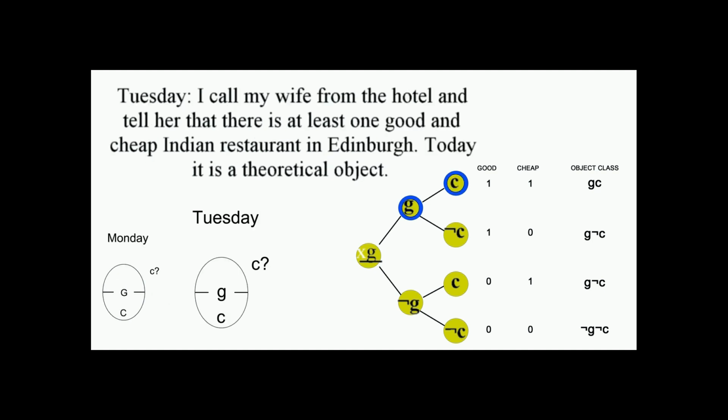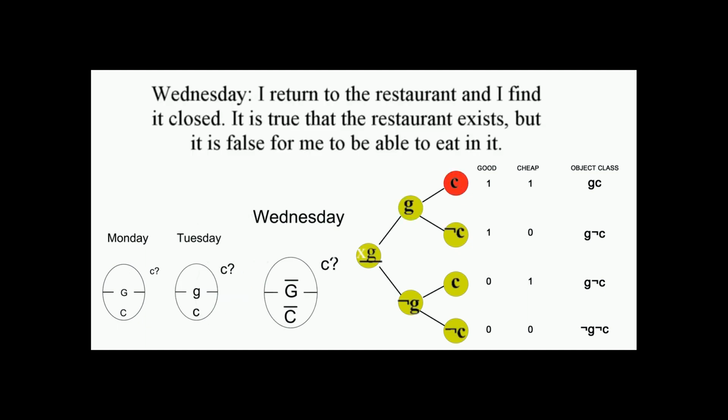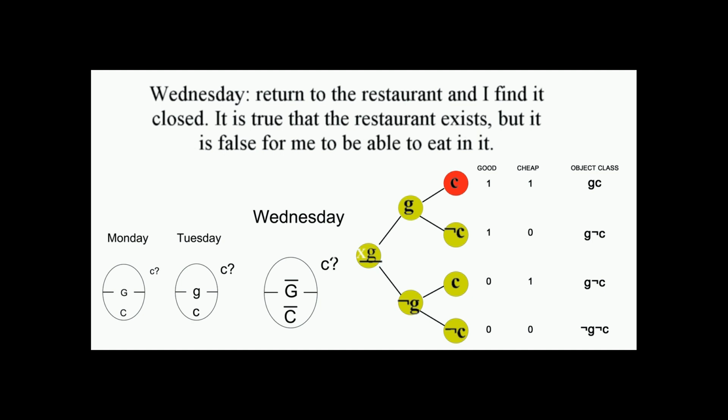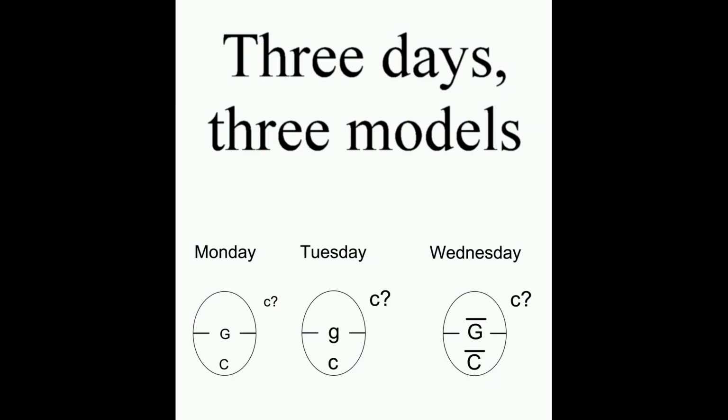Tuesday. I call my wife from the hotel and tell her that there is at least one good and cheap Indian restaurant in Edinburgh. Today it is a theoretical object. Wednesday. I return to the restaurant and I find it closed. It is true that the restaurant exists, but it is false for me to be able to eat in it. 3 days, 3 models.